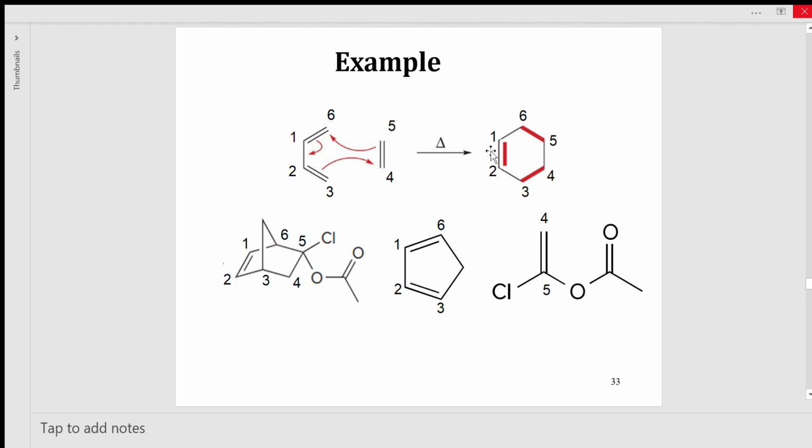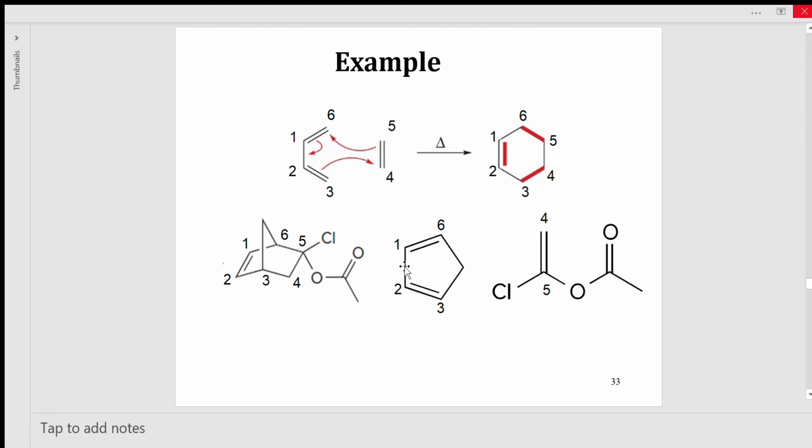1, 2. See, there is a sigma bond and a pi bond between 1 and 2. It's a carbon-carbon double bond. 1, 2, 3, 4, 5, 6. Just circle the ring from 1 to 6. Now let's decide 1, 2. This is 1, 2, just 2 carbons connected by a sigma bond.